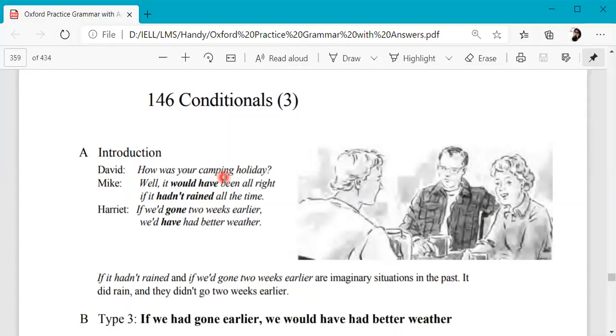Okay, I hope it is making some sense. So now we're imagining certain situations in the past. It did rain. Okay, so the rain already happened. Now they didn't go 2 weeks earlier. Now she is saying, if we had gone 2 weeks earlier, but they didn't go 2 weeks earlier, they went later, okay? So these are the two situations that did not happen the way they wish now.